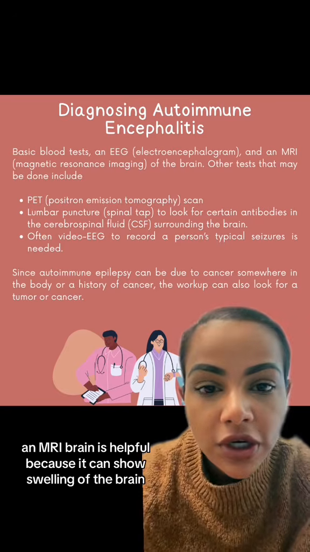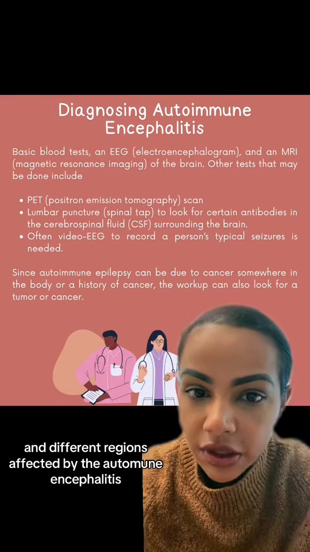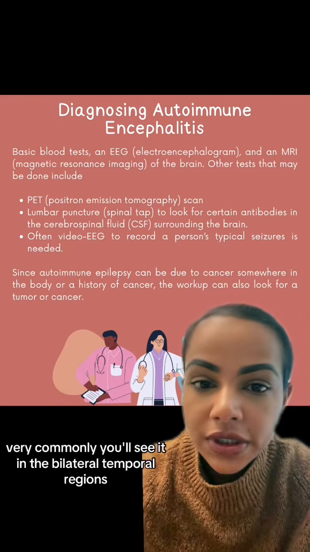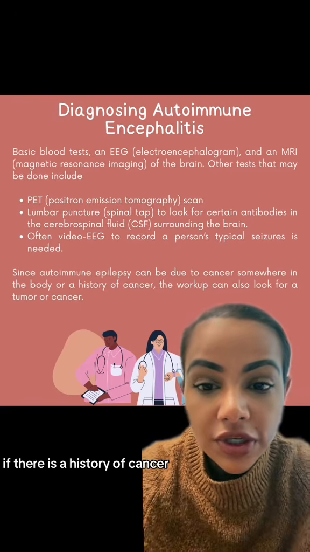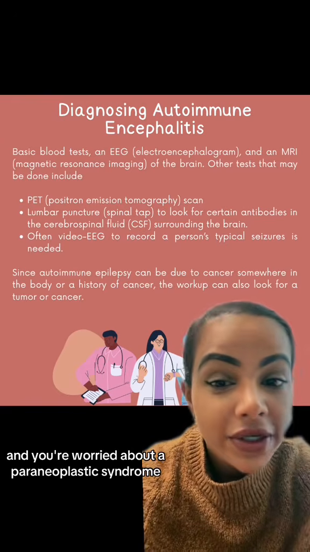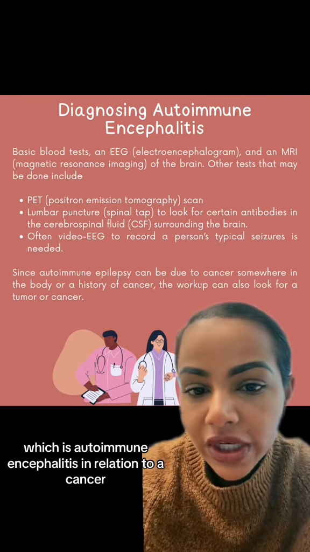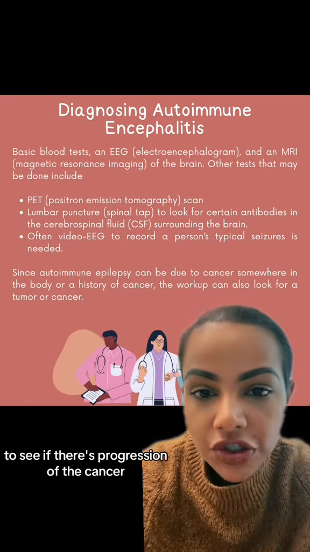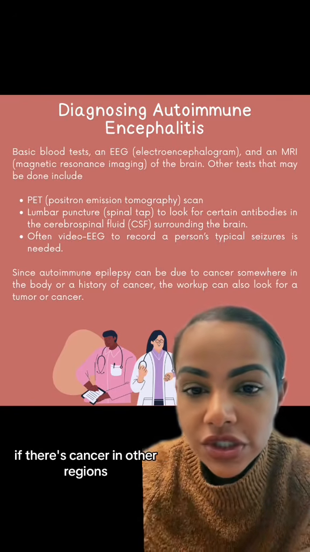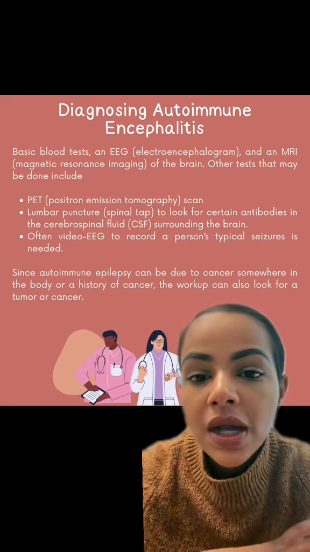And then lastly, an MRI brain is helpful because it can show swelling of the brain in different regions affected by the autoimmune encephalitis. Very commonly, you'll see it in the bilateral temporal regions. Lastly, if there is a history of cancer and you're worried about a paraneoplastic syndrome, which is autoimmune encephalitis in relation to a cancer, you can do a PET body to see if there's progression of the cancer, if there's cancer in other regions that might be affecting this autoimmune encephalitis.